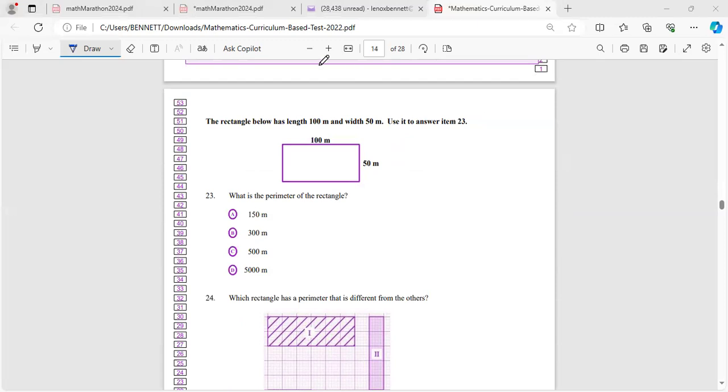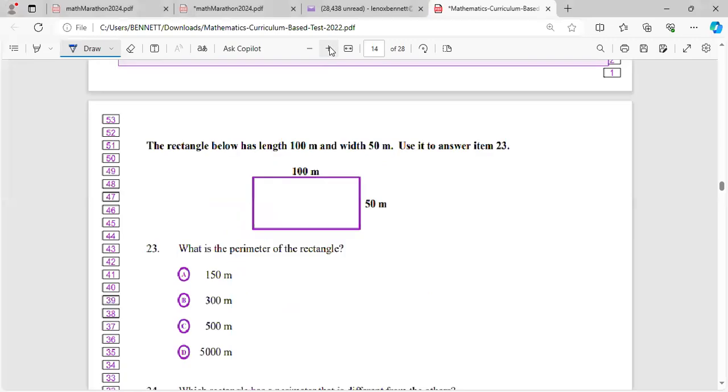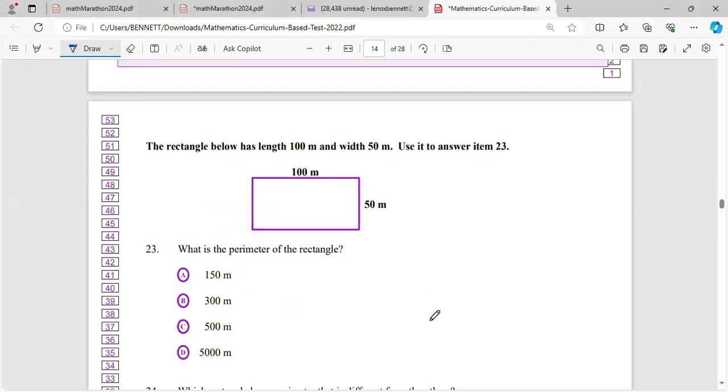The rectangle below has a length of 100 meters and a width of 50 meters. Use it to answer item 23. What is the perimeter of the rectangle? Well, you're just going to fill in the other sides. The opposite side from 100 is 100 and the opposite side from 50 is 50. I add 50 plus 50, 100, and then add the 100 plus 100 is 200, and then you add 200 plus the 100 that you got from 50 and 50, and that would equal 30 meters for the perimeter of the rectangle.